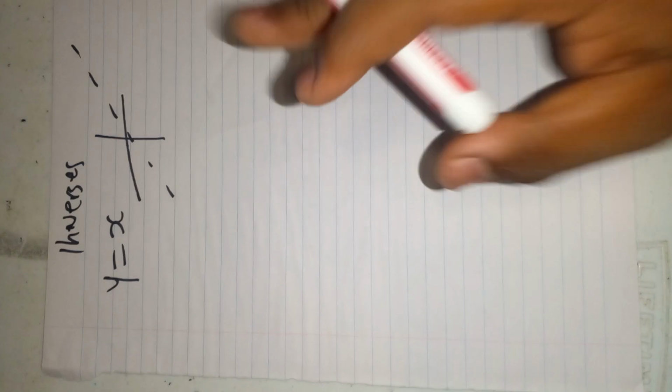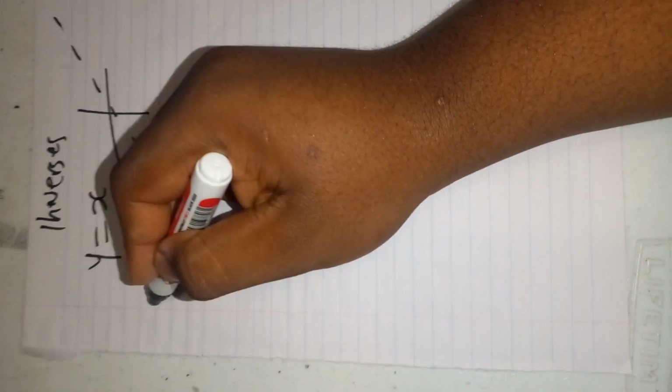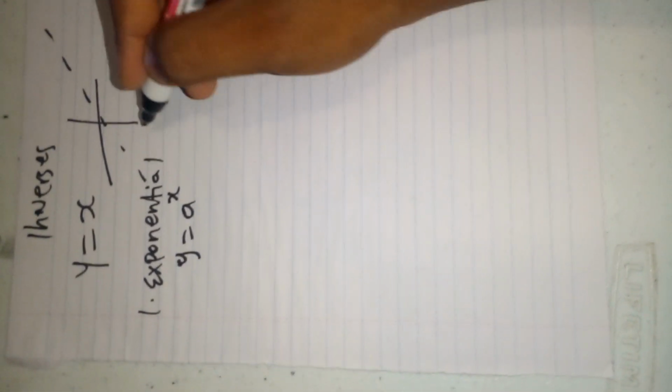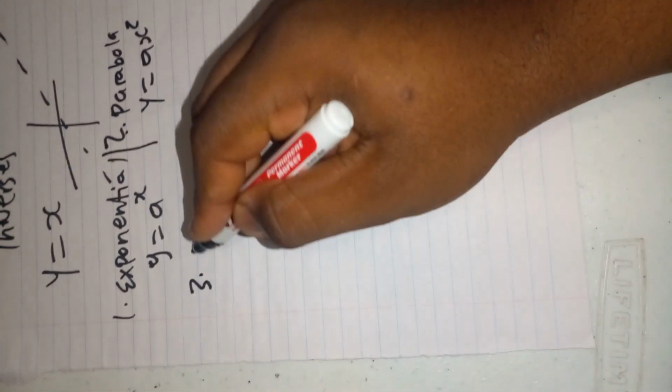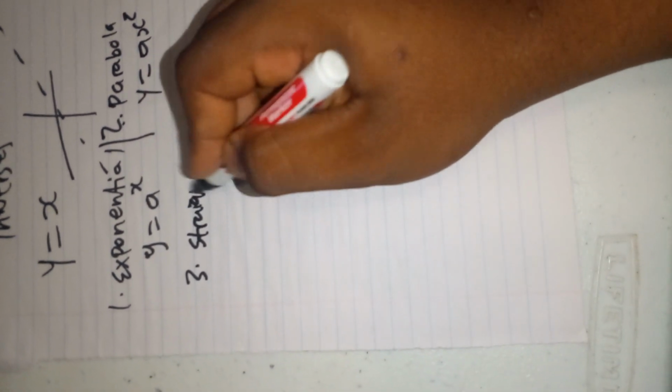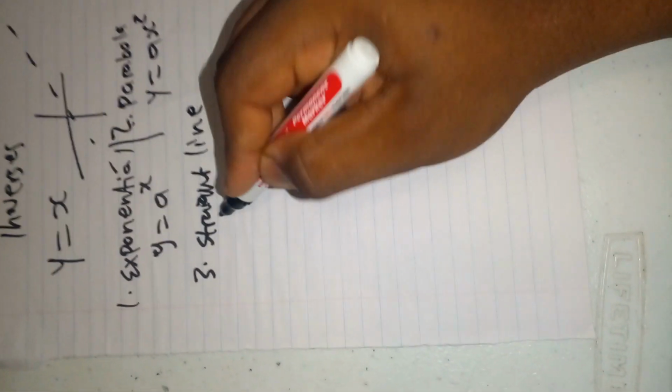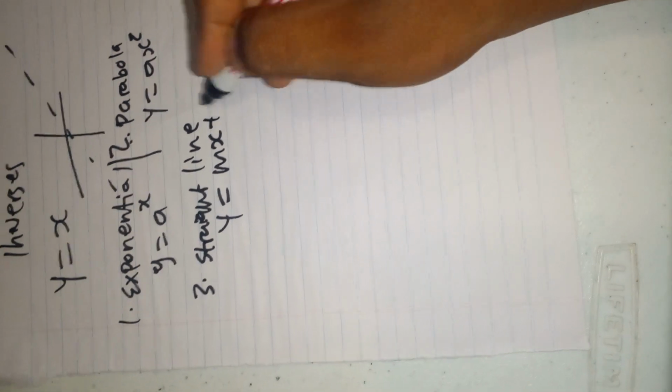Now if you check, we have three types of functions. Number one, we have the exponential function, whereby y equals a to the power of x. Number two, we have the parabola, whereby y equals ax squared. And last but not least, we have the straight line, which is y equals mx plus c.